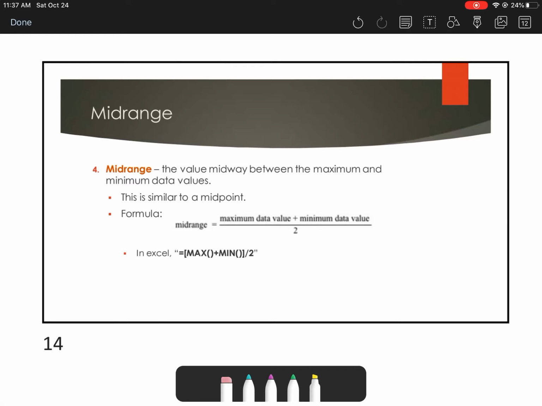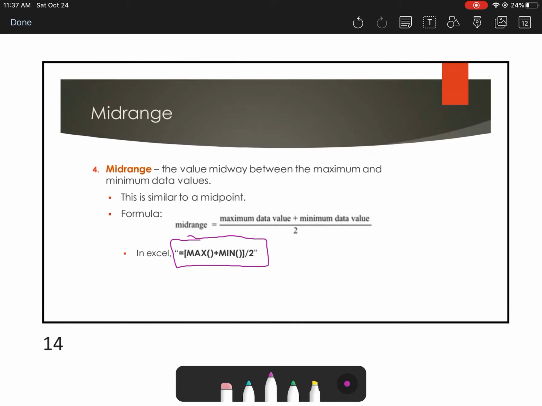Okay, the last thing we'll talk about here for that is the mid-range. So this is the value midway between the max and min data values. It is similar to a midpoint. If you were computing it by hand, it's the max plus the min divided by 2. But again, we don't want to do that. We want to do everything in Excel.